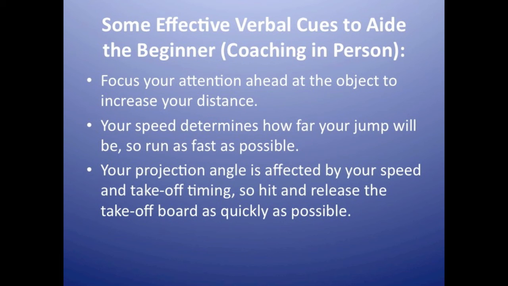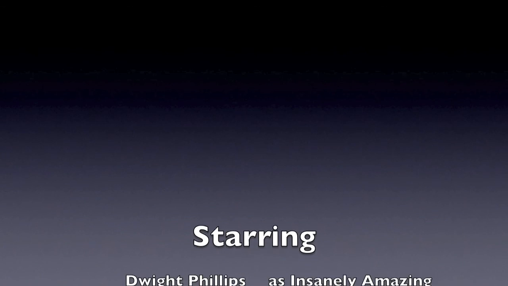You also want to keep these cues external. For example, using an object as a target will aid the beginner's mind into thinking they need to hit that point, because results have shown that learning is optimal when the person is not focusing on their own body movements.